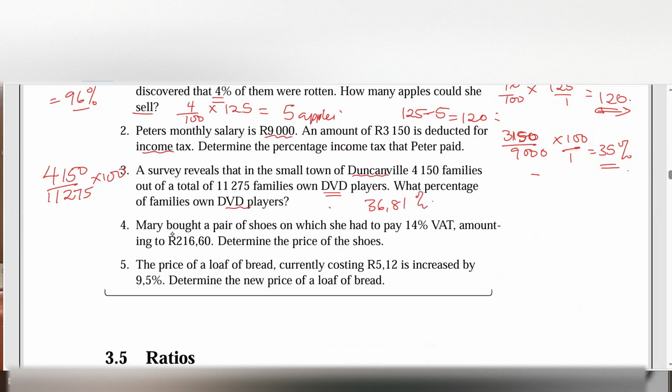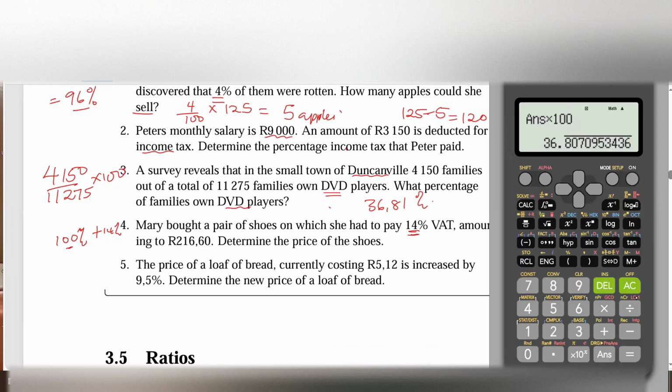36,81%. And the number 4, Mary bought a pair of shoes on which she had to pay 14% VAT. Well, it's currently 15. Okay, so determine the price of the shoes. So she had to pay 14%, meaning that there's an increase. Okay, so if the shoes were being looked at 100% as the normal price, now when you increase the 14%, it's going to be 114%. So it's 114 over 100 multiplied by the price of the shoe without VAT, which is known as the VAT exclusive price.